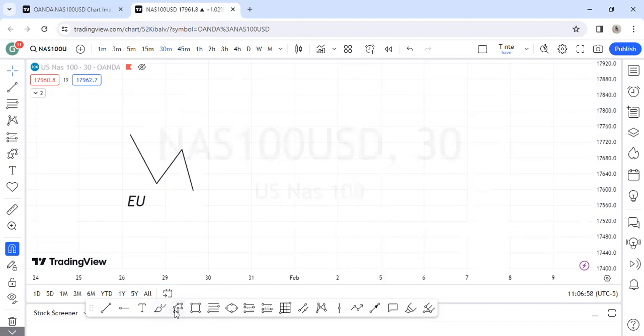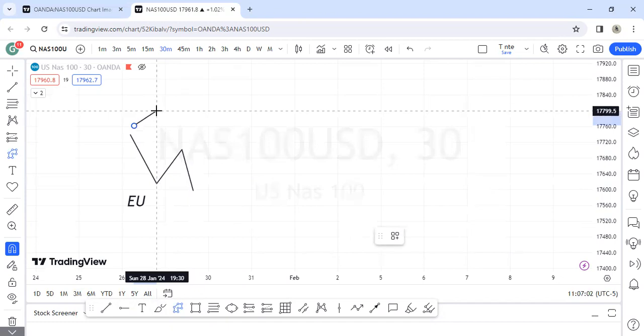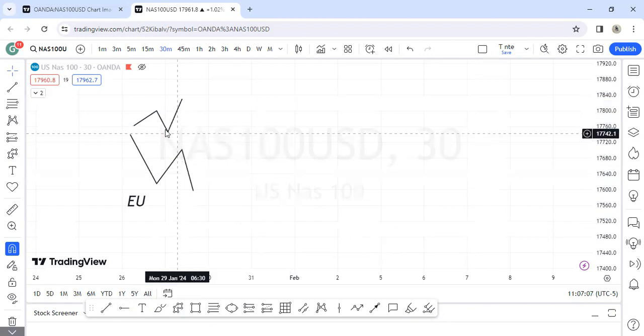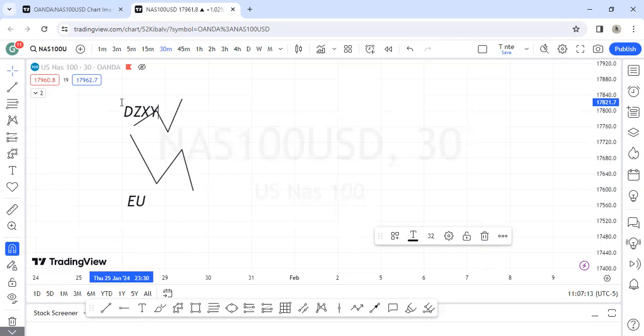So EU made a low, DXY made a high. That is what it's supposed to do, because they're opposite, right? So DXY made a high, okay, no problem. That is opposite, it's okay.